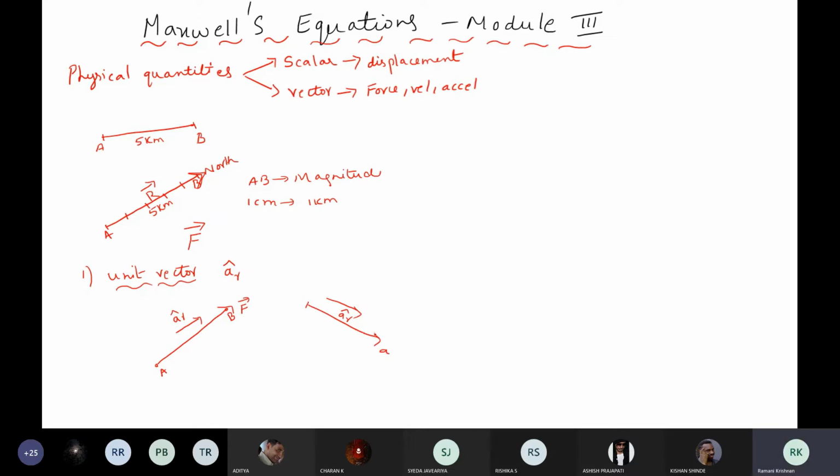So from the name itself, a unit vector is a vector whose magnitude is always 1, unity. And how to represent it? For example, I have this vector, a force. This F vector is represented by R R cap, where R is the magnitude. Can you see that? R gives the magnitude of the vector, and R cap gives the direction of the vector.